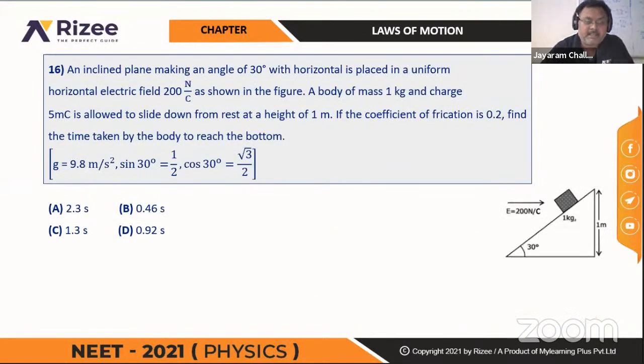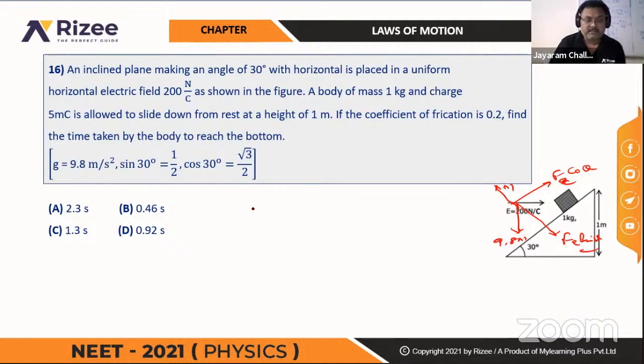An inclined plane making an angle of 30 degrees with the horizontal is placed in a uniform horizontal electric field. So that means the force because of the electric field is acting, in the upward direction it is going to be Fe cos theta. In this direction, it will be Fe sin theta. These are the forces. Apart from this, what other forces will be acting? Downward force is equal to mg, which is 9.8 newtons, and there will be another force which is perpendicular, the normal reaction, that is N.